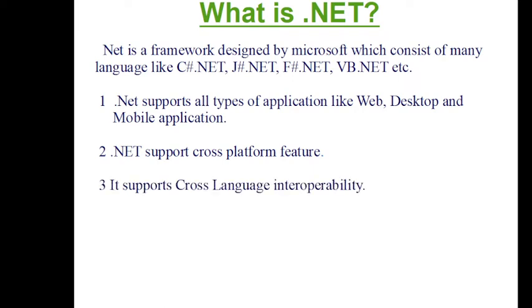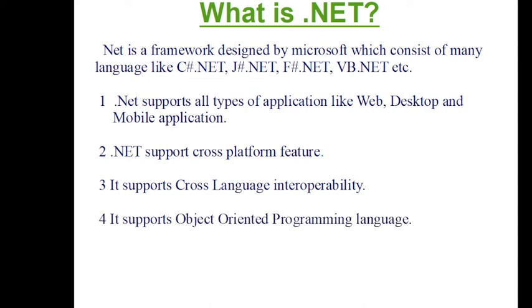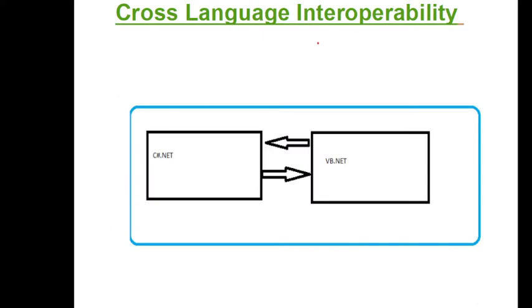The third point is that it supports cross-language interoperability, and the fourth is that it supports object-oriented programming. These third and fourth points we'll discuss in the next slide in a pictorial way. Let's first discuss how exactly it supports cross-language interoperability. Here, this is C#.NET and this is VB.NET. C#.NET has method 1, and here is method 2.